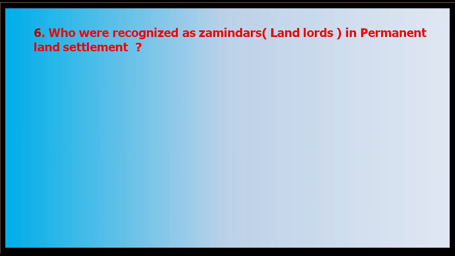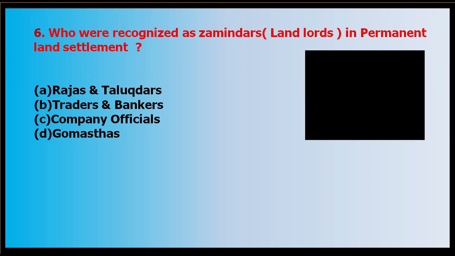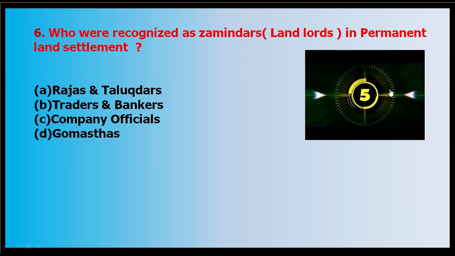Question number 6 is: who were recognized as zamindars in the permanent land settlement? Your options are Rajas and Talukdars, traders and the bankers, company officials, or the Gomasthas. Who were considered, who became the zamindars in the permanent land settlement. And your time starts now.